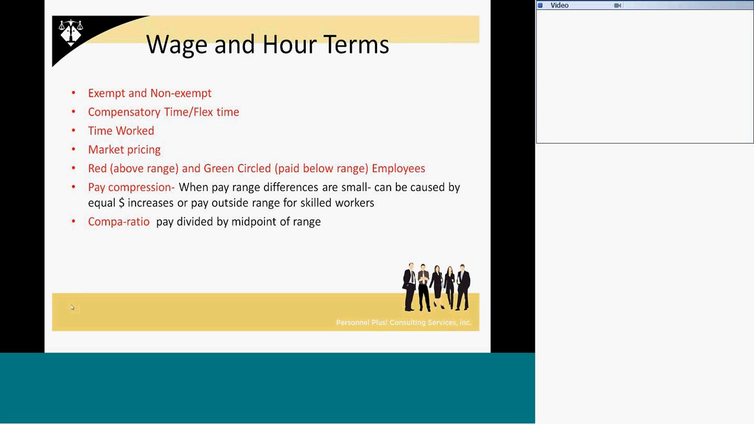Red won't get you into legal trouble, green circled can, because green circled can end up being a violation of the Federal Equal Pay Act.